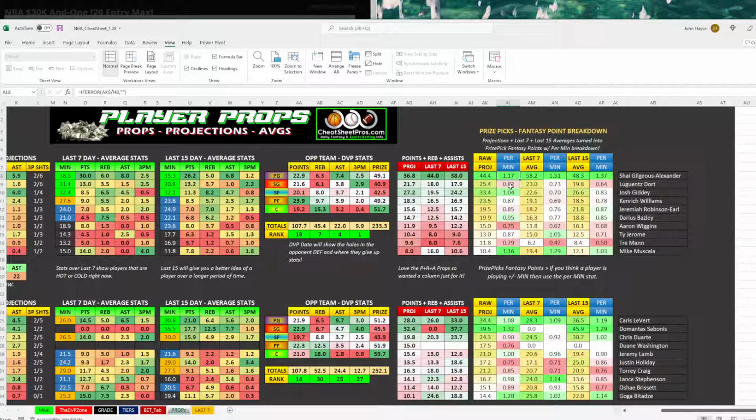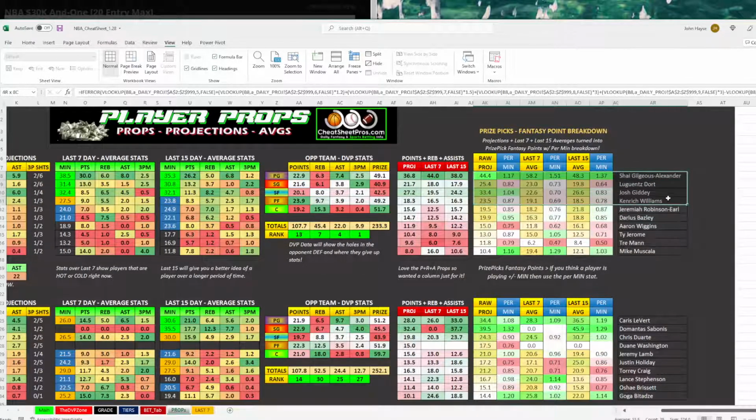Because his projection is going to be somewhere around 44. He's been putting up 58 over the last week, and even over the last 15 days, he's averaging more than that. And then I pulled the names over here, so if you're just looking at this column, you don't have to scroll all the way back to see the name. You can see exactly who it is across here.